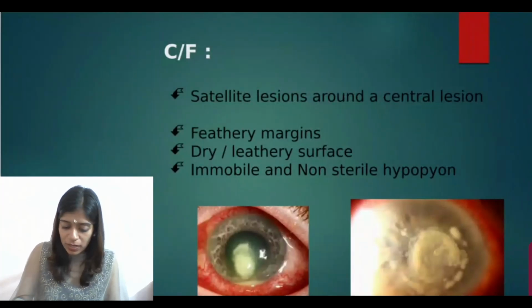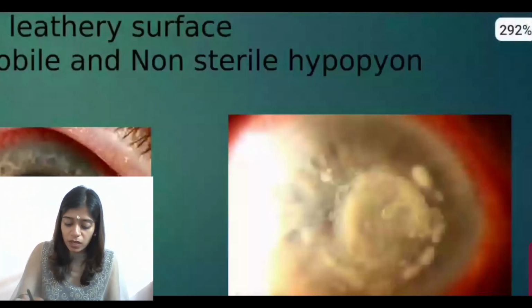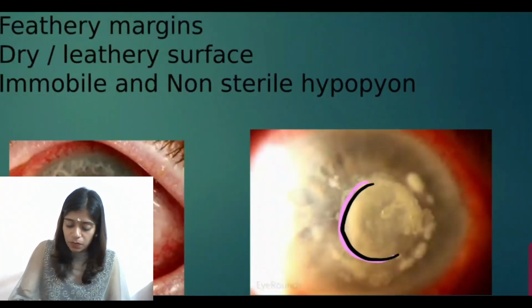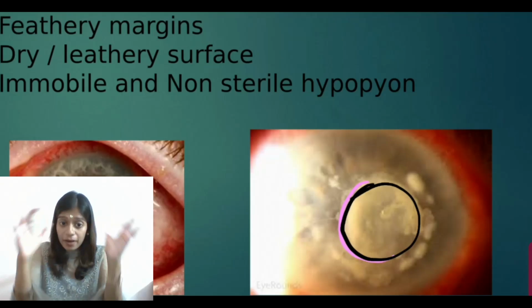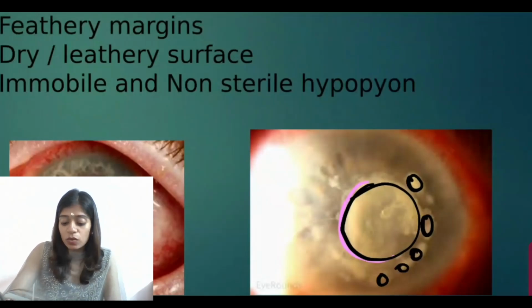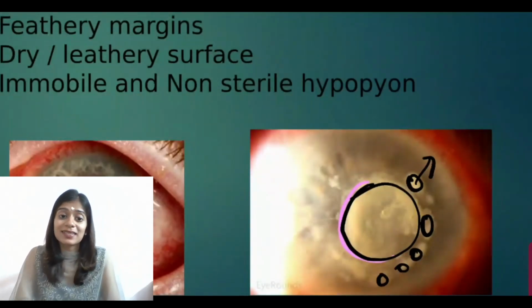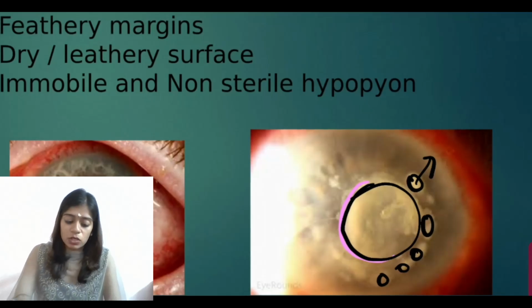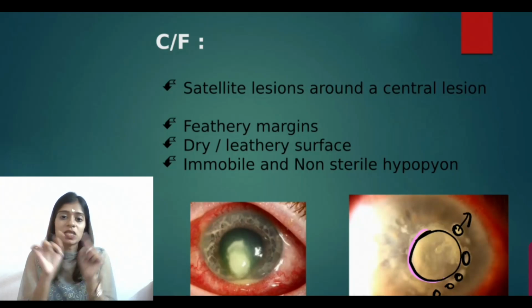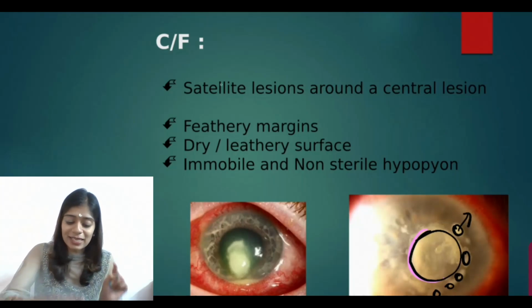Look at this picture, this is more clear. Here there is going to be a single ulcer. Around that you can see small ulcers. These small ulcers we call satellite lesions. So there is going to be a central lesion, and around the central lesion there are going to be small lesions called satellite lesions.